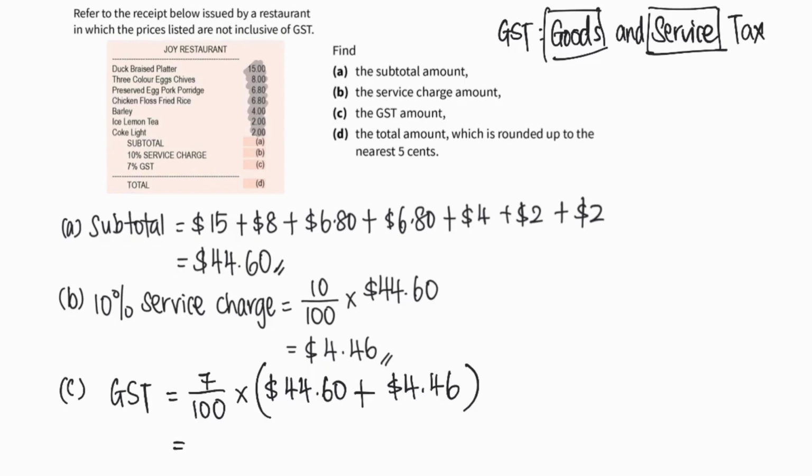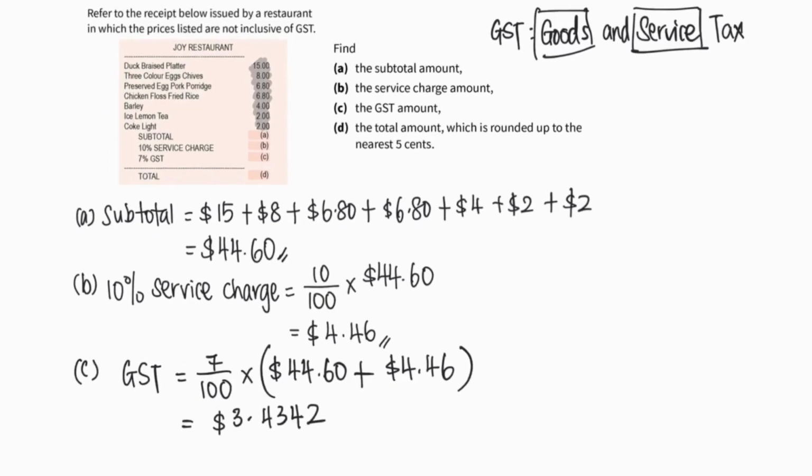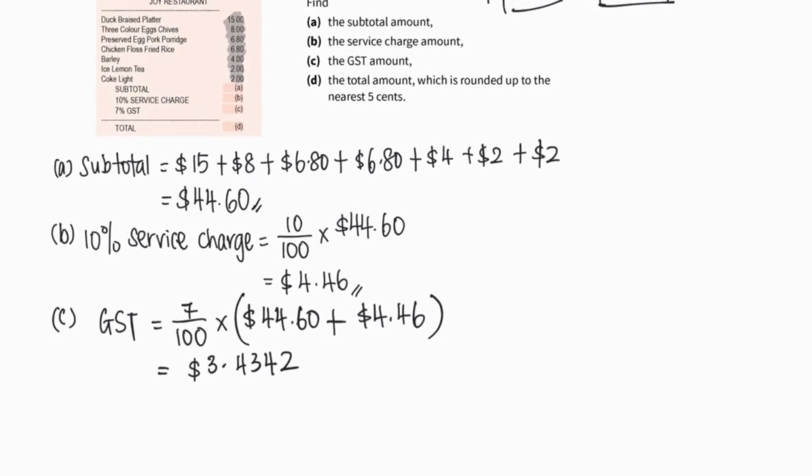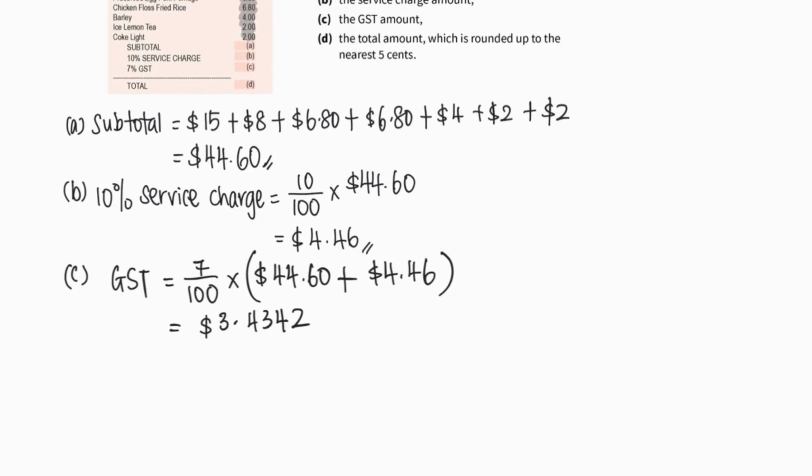So this is important, that's why you will see this working here. And let's see, what value do I have? Okay, and this one will be $3.4342. And to write it as a working, do take note, must write into the nearest cent. $3.43. This one is to the nearest cent.